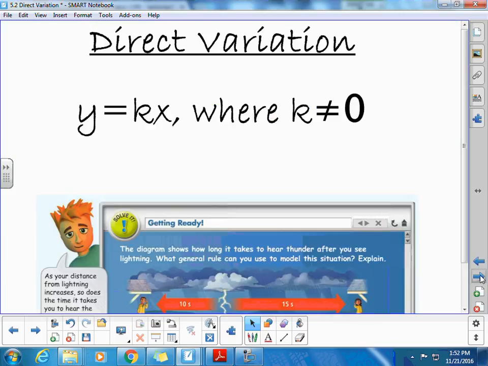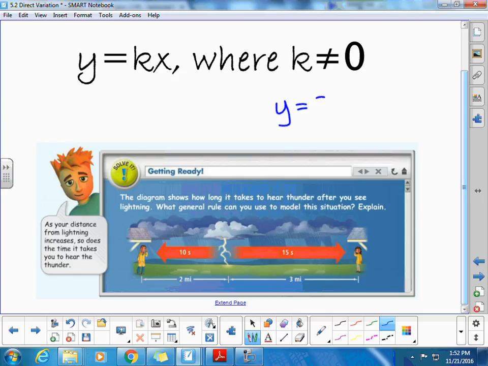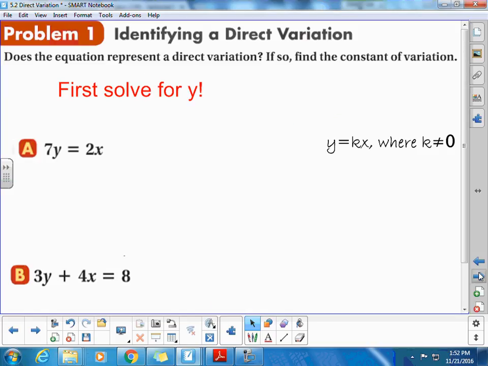What does that mean, vary directly? Direct variations are equations in the form y equals some constant k times x, where k is not 0. So you should write down or highlight that formula, y equals kx. Ours would be y equals 5x, since every 1 mile is 5 seconds. That is our direct variation formula for thunder and storm distance.